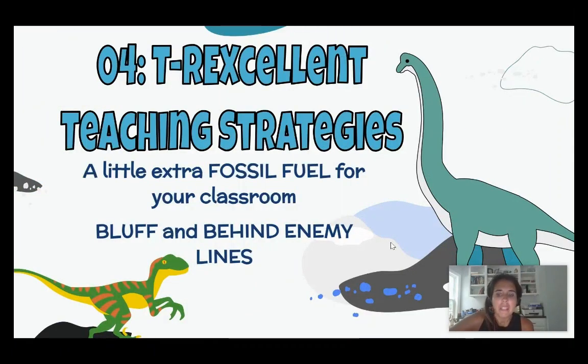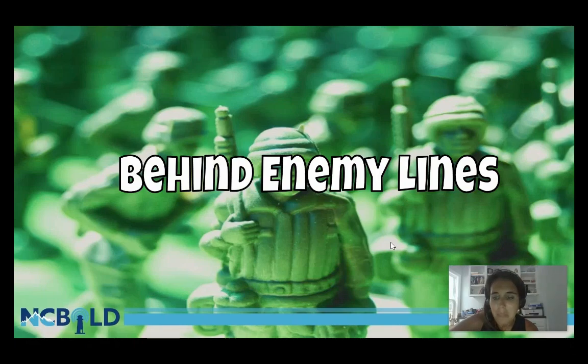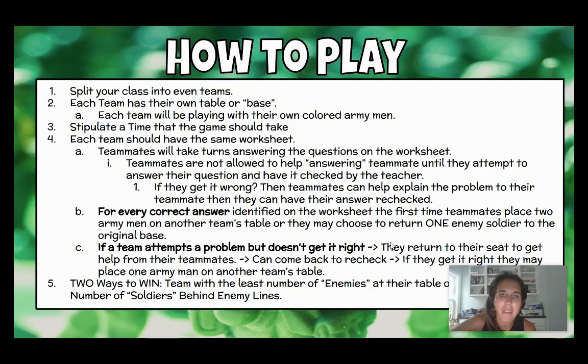All right. Some T-Rexcellent teaching strategies to add a little fossil fuel for your classroom. So hopefully in the in-person activity, we are going to have time to play both Bluff and Behind Enemy Lines. With Behind Enemy Lines, what you do is you split your class into even teams. Each team has their own table or base, and then each team plays with their own colored army men. Okay, so I have blue, purple, green, pink.